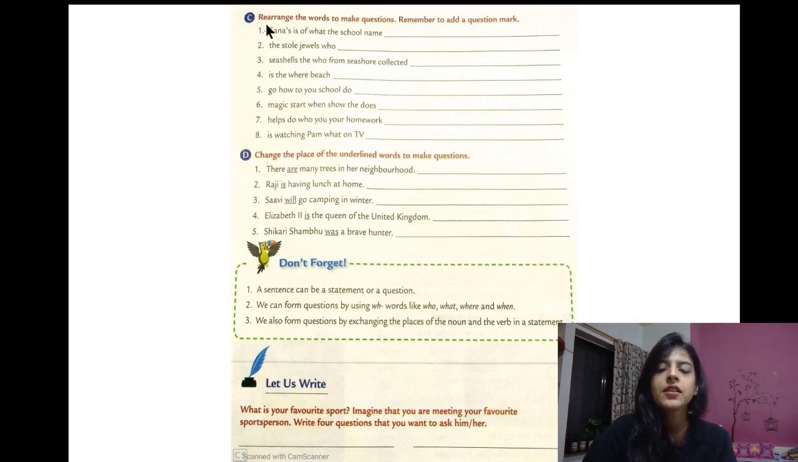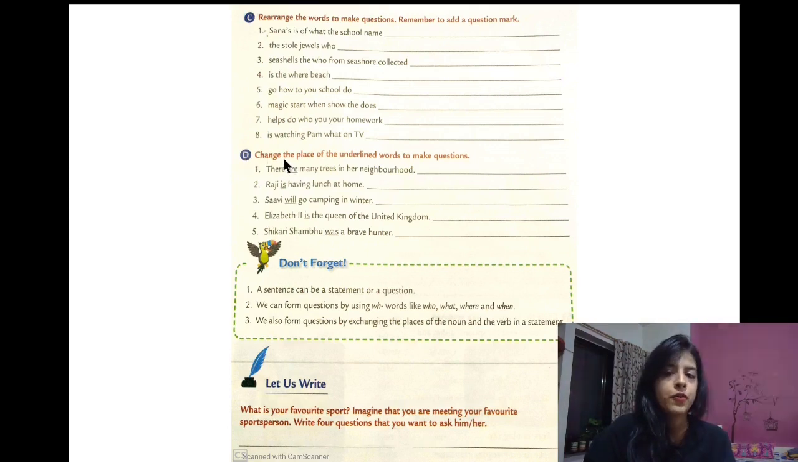Let's try and solve the third one. Rearrange the words to make questions. Remember to add a question mark. Just like the second one, we have to rearrange the words and make it into a question. Let's see the first one. Sana's is of what the school name? So this sentence is rubbish. Okay, it is some random words. So what you have to do is arrange the words, use a capital letter in the beginning and use a question mark in the end.